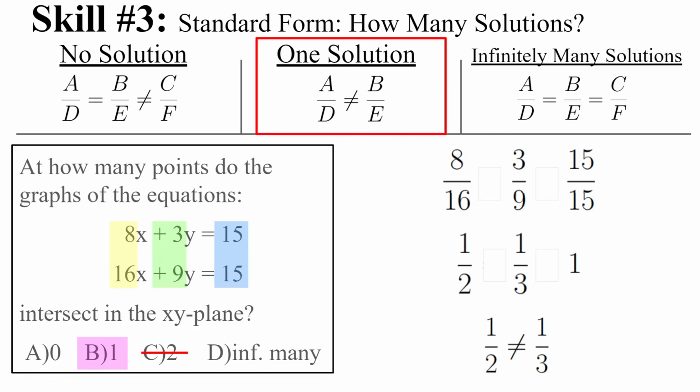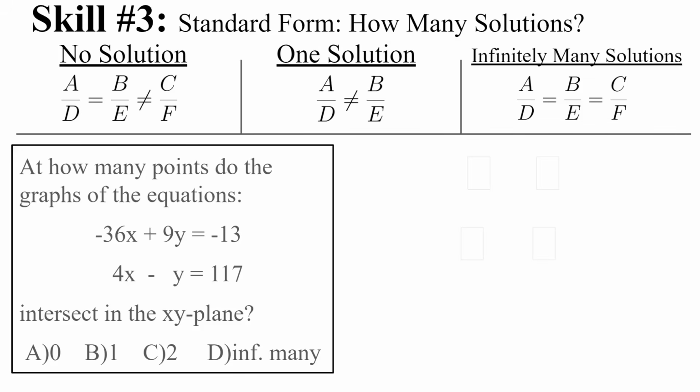Great, let's do another one. Okay, very first thing I'm going to do is identify the constants. I'm going to write the proportions, negative 36 over 4, 9 over, the constant is missing, so the coefficient is missing, and a missing coefficient is like a 1. So in front of that y is like a negative 1.